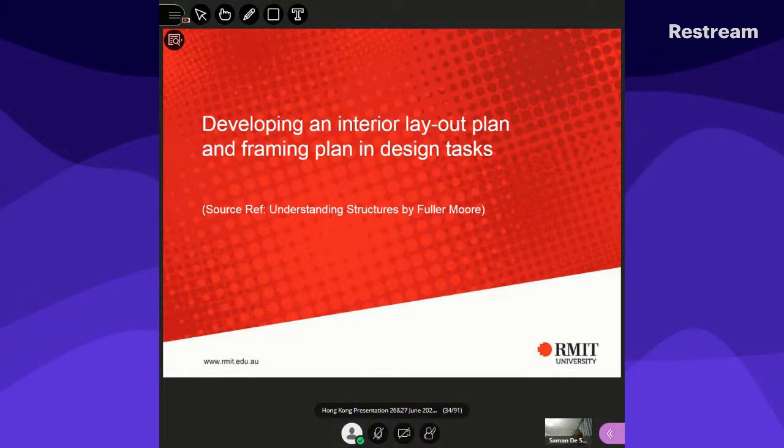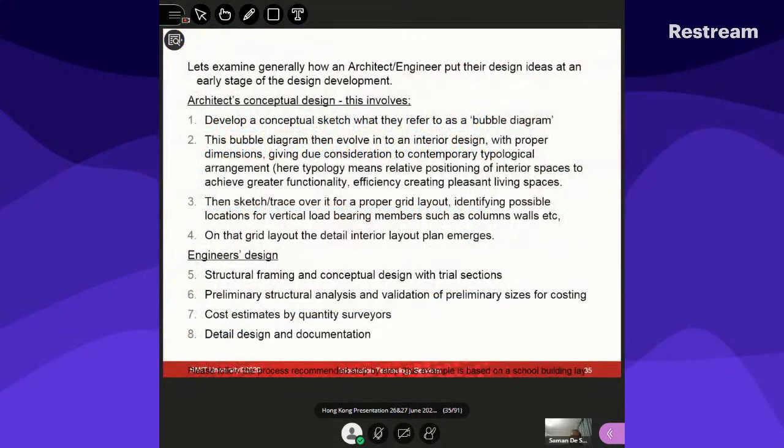Okay, developing an interior layout plan and framing plan in design, I don't think this is a lot to discuss. One of the reasons I have given this set of slides, which I share with Australian students here as well, is only because then you can see how an architecture engineer, an experienced guy, would start to develop an interior layout plan, and then from that plan, how the engineering drawings come into play. Okay? So just to show that part. That's why I have taken you through this.